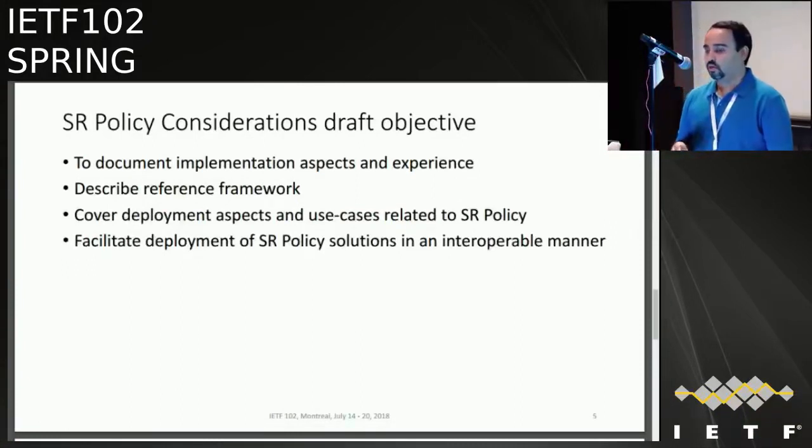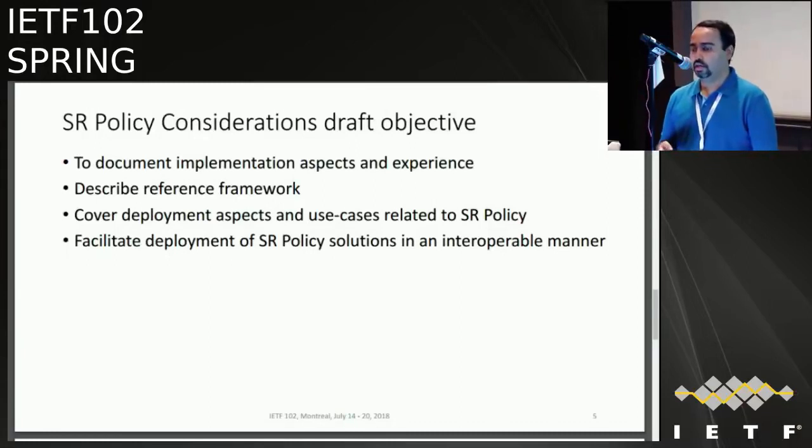The objective of this draft was to really document the implementation aspects and our experience and have some reference framework which can be used when describing the functionality in, for example, a BGP SR policy document. So like what part of the functionality belongs to, let's say, the BGP protocol, and what part of it should be done in a SR policy module that we talk about. And then there are really the deployment aspects and use cases, which is also covered here.